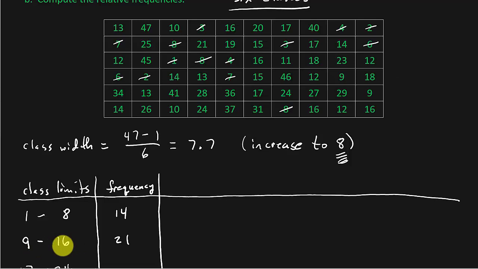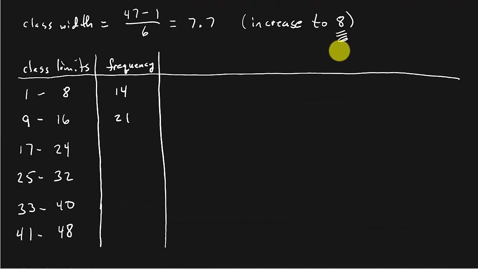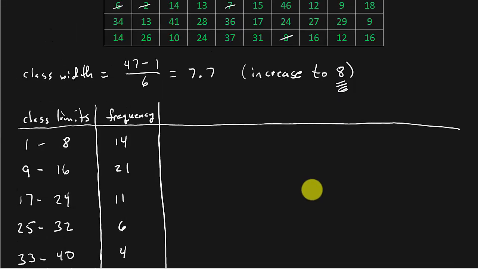But there's 21 numbers between 9 and 16. And then the next one, that would be 11. And then we would have 6, and then 4, and then 4. And so there you go. That's your frequency. You've got to do that.